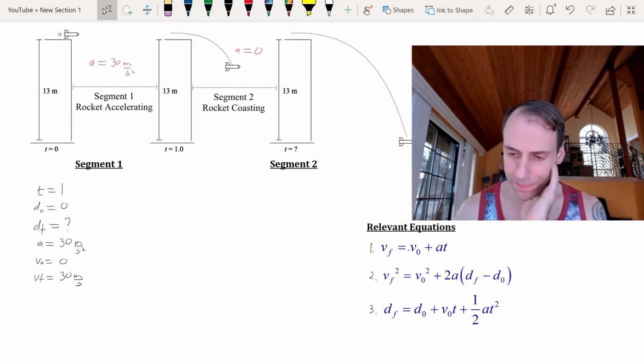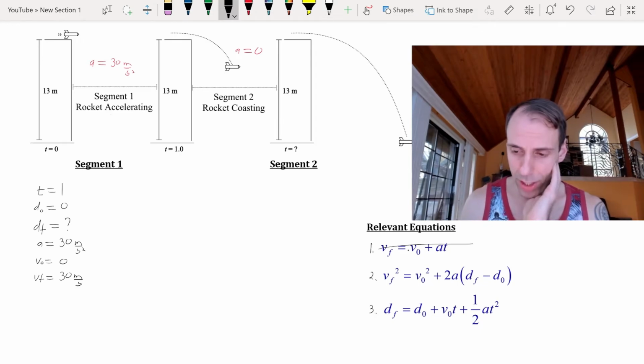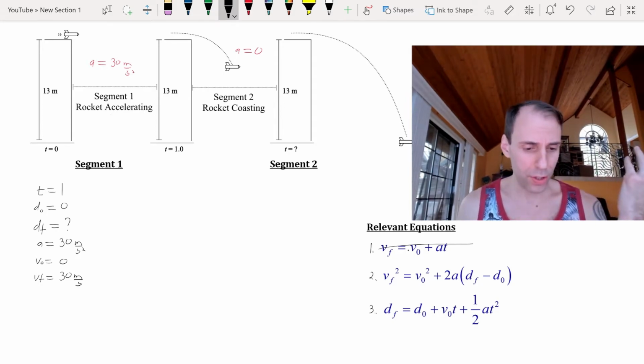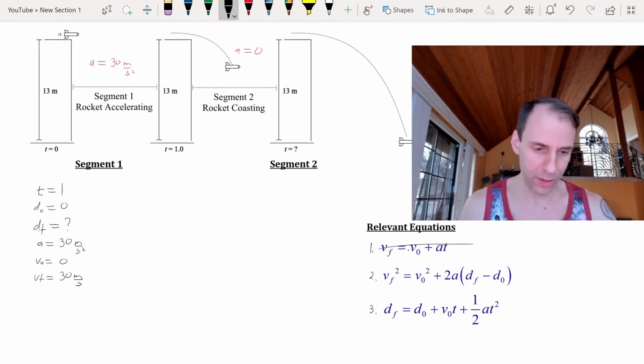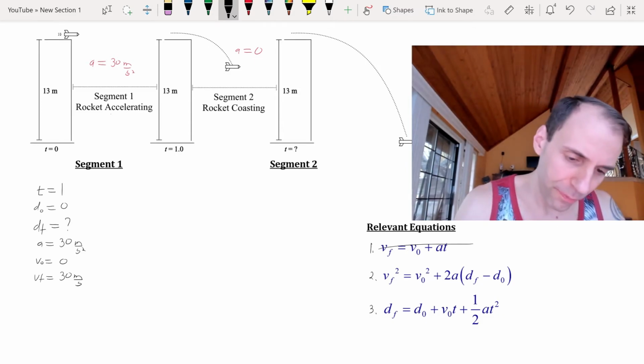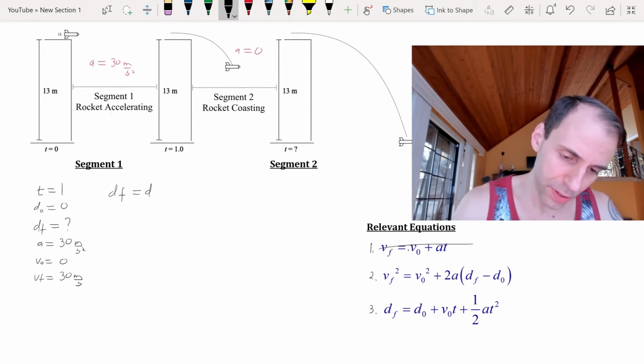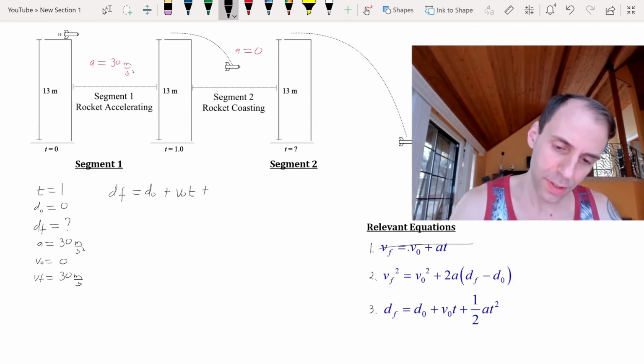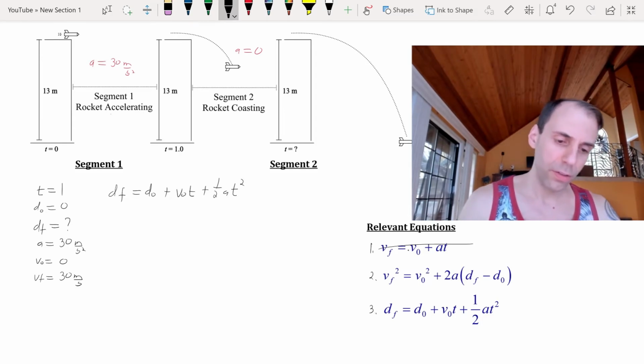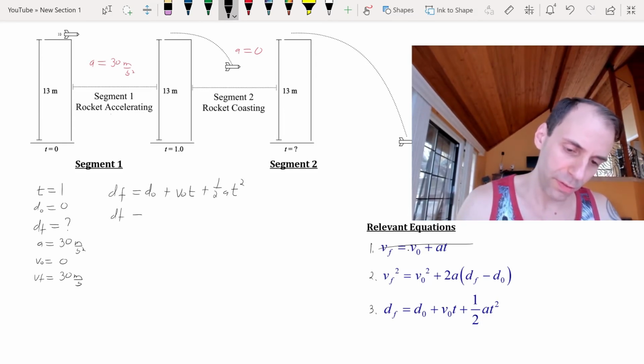Well, we need one with distance in it, so 1 is out. Let's see. Actually, we have some choices. I'll go with equation 3, I think, just because I don't have to deal with squareds this way. So, d final is equal to d initial plus initial velocity times time plus 1/2 the acceleration times time squared. So, d final is what we're solving for.